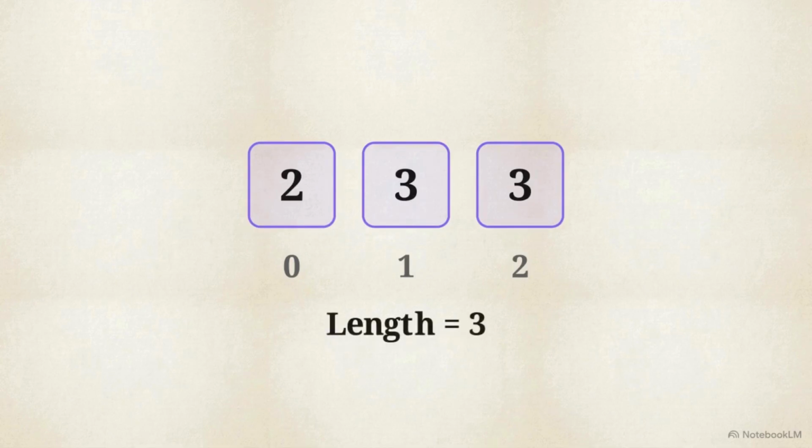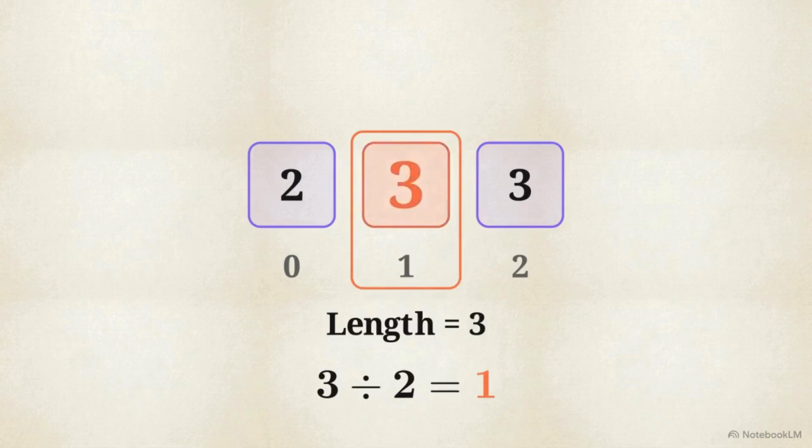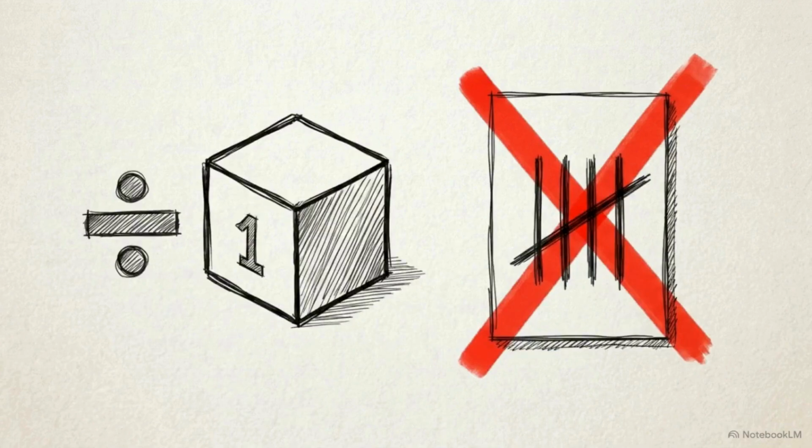Now we calculate the middle index. Our total length is 3. Using integer division, which discards the decimal, 3 divided by 2 gives us an index of 1. Finally, we look up the element at index 1. The value stored there is 3, which is our majority element. By combining the rules of zero-based indexing with integer division, we always strike the mathematical center. This eliminates the need to manually count occurrences.